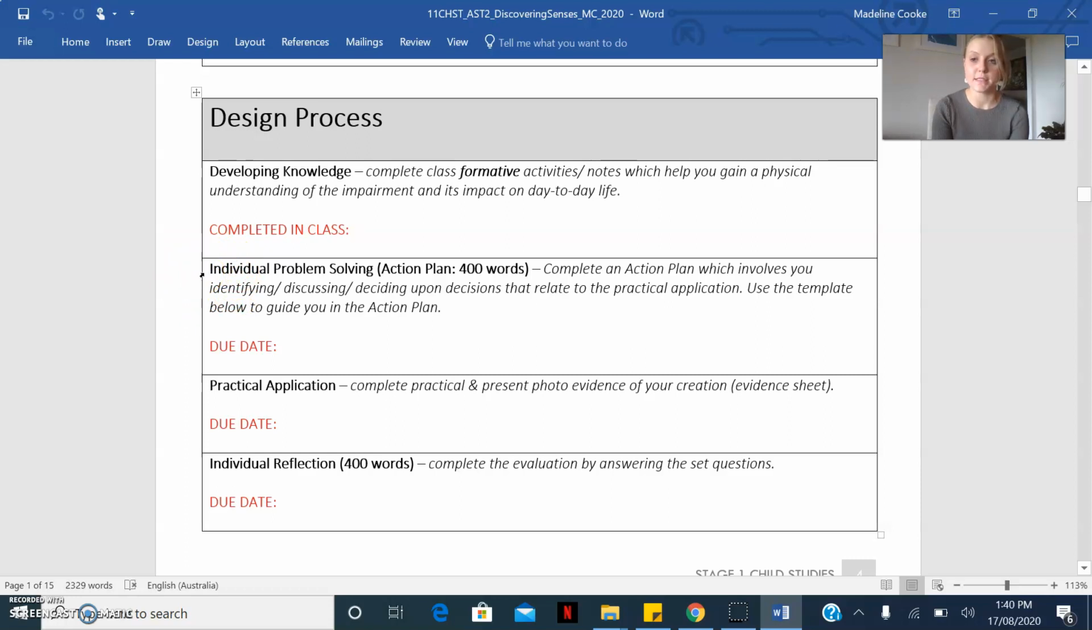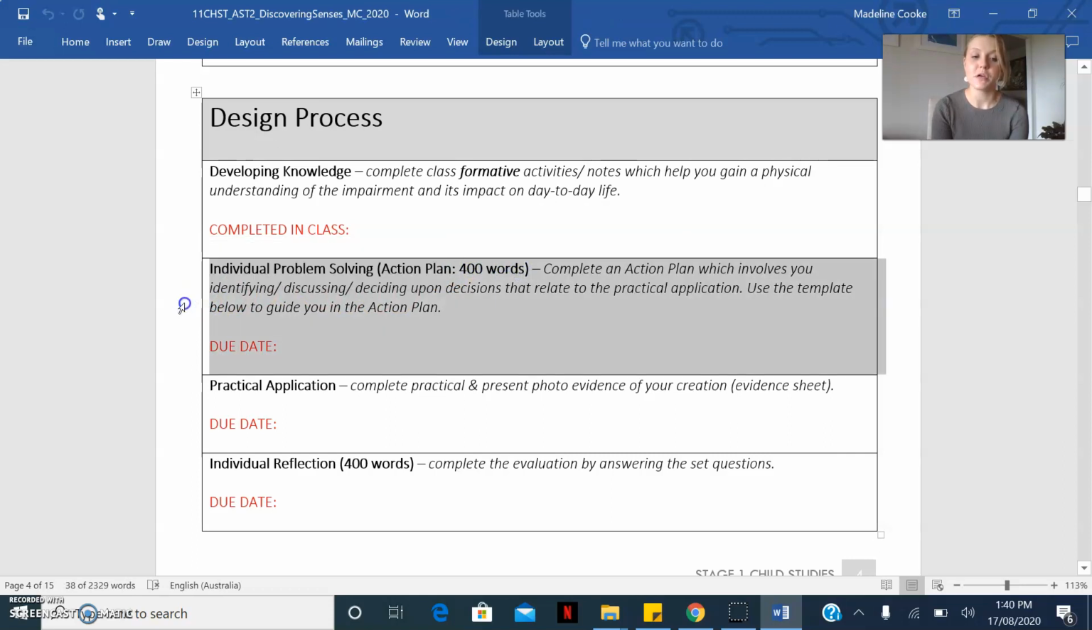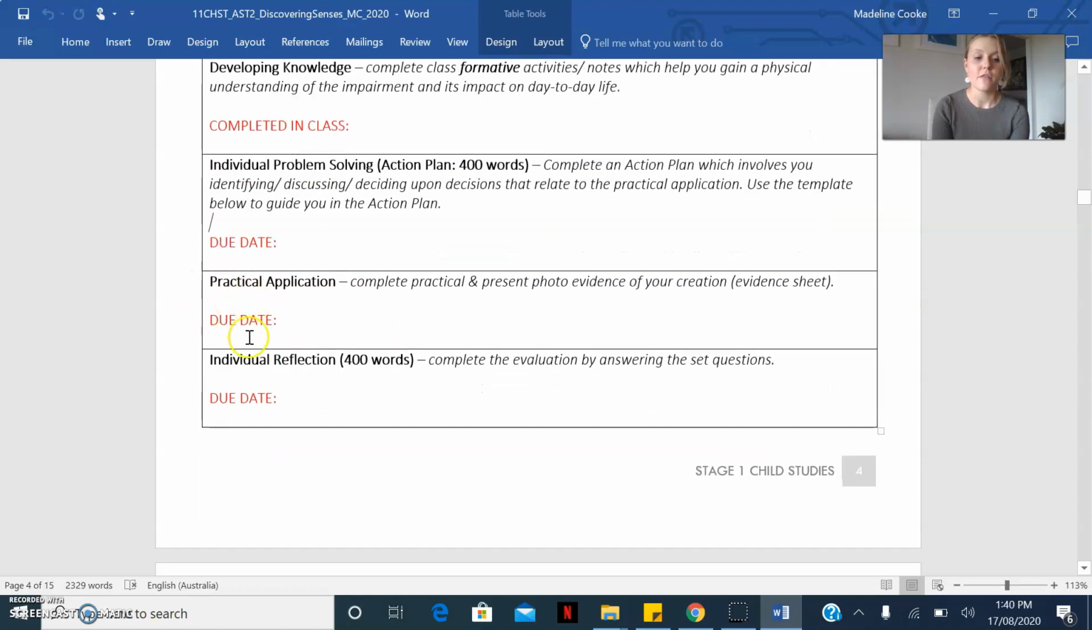This is 400 words. Now, one thing that I'm going to cover in this video is the emphasis on the 400 words. You literally get 400 words, and it's quite hard to keep tabs of because lots of it is in a table. All right, so you're going to identify and discuss and decide upon decisions that relate to the practical application, and you're going to use the template to guide you. You then have the practical application, so the time allocated to make the toy. And then you have to individually reflect, and there are some set questions that you can answer as well.